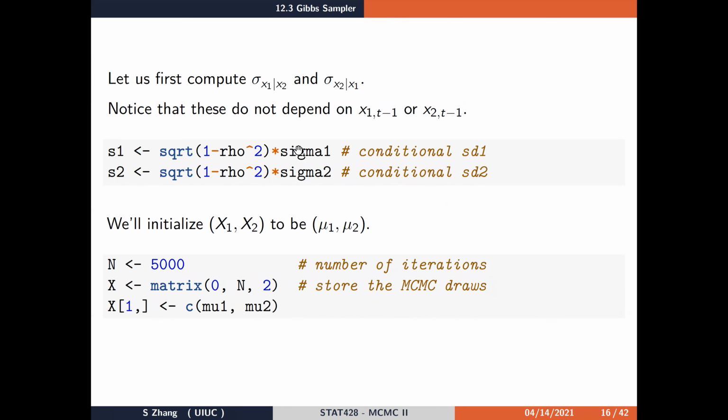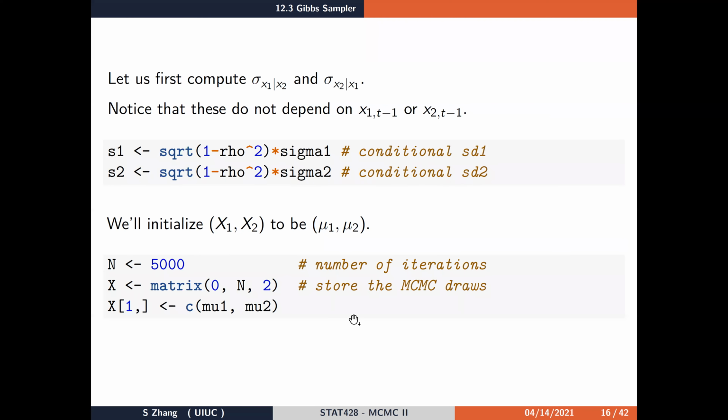Let's first calculate these. So sigma of x1 given x2 and sigma of x2 given x1. Let's call them S1 and S2, given by the formulas that I have previously shown. After doing this, we will initialize x1 and x2 to be mu1 and mu2. In other words, we'll set the initial value of x1 to be equal to the mean of the first dimension, and the initial value of x2 equal to the mean of the second dimension.